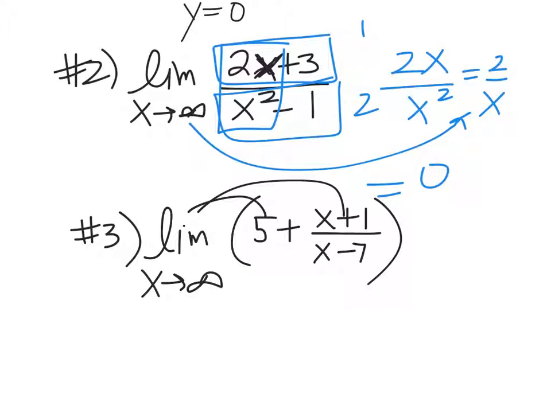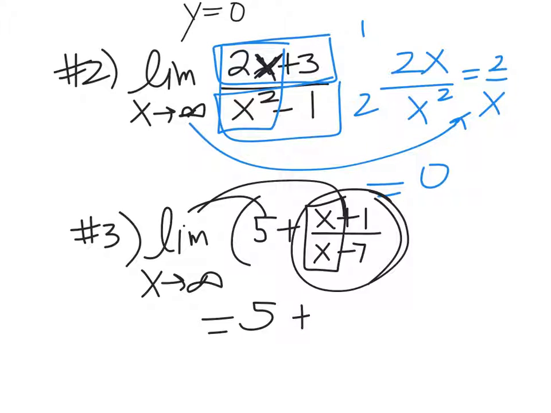So what's the limit as x goes to infinity for a constant 5? 5. We learned that. No matter where you're going, it's always just 5. Any x value will give you a limit of 5. And then what's the limit of this one? 1. The degrees are equal, so it's the leading coefficient, 1, over the leading coefficient, 1, and so the total limit would be 6. Pretty good?